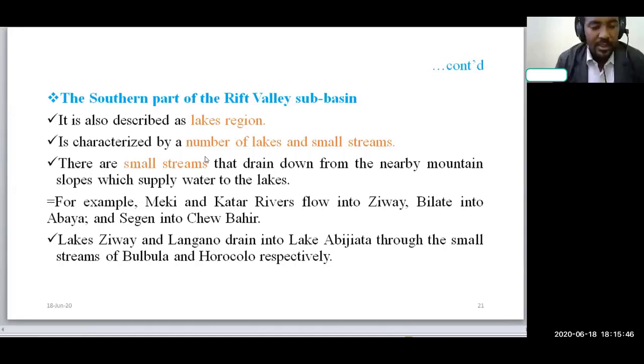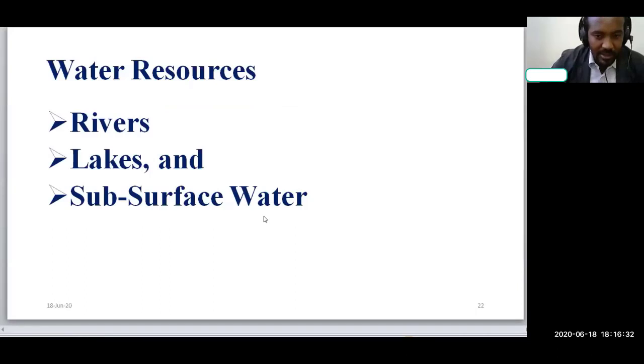As a result, there are flowing streams that supply flood to some bigger rivers and to the existing lakes. As a result, the region has many lakes dotted along and found within a near distance one from the other. Don't forget Lake Abaya, Lake Ramu, Lake Zuai, and others which are part of this region.